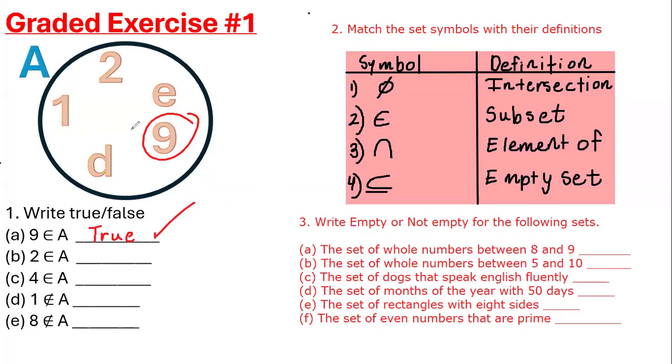Number 2. 2 is an element of A. Is that true or false? True. That is absolutely true. Next, C. 4 is an element of A. False. Why is that false? Because 4 is not in the set A. Exactly. 4 is not in the set A. It's absolutely false.